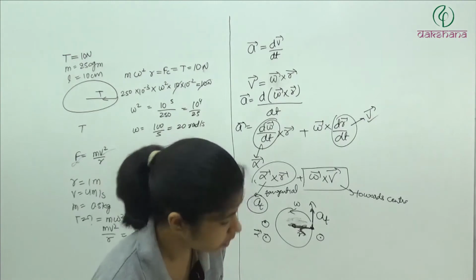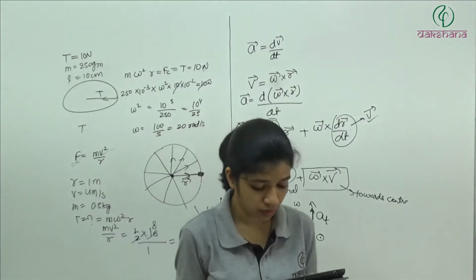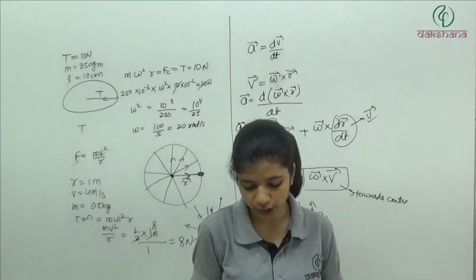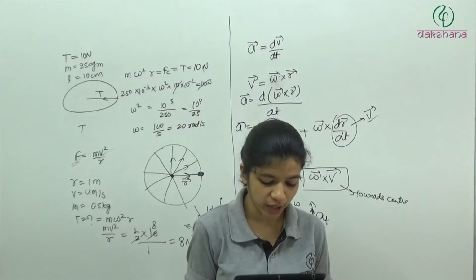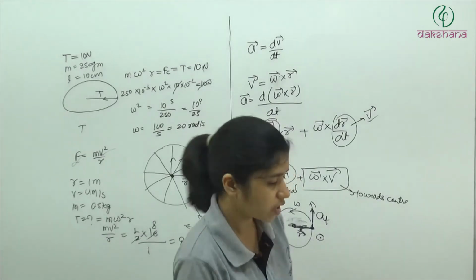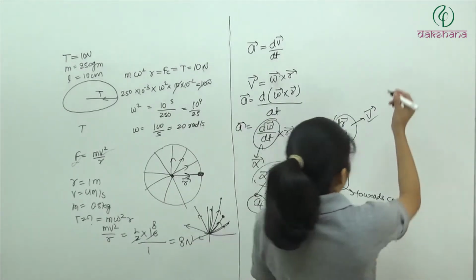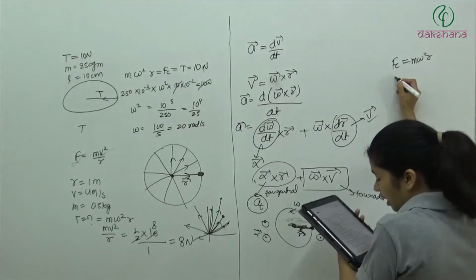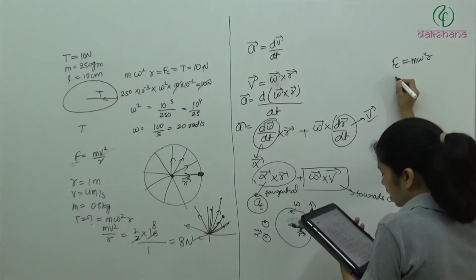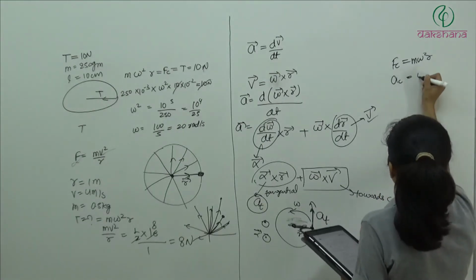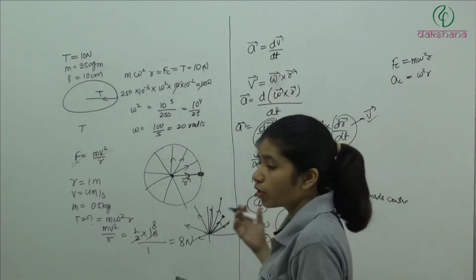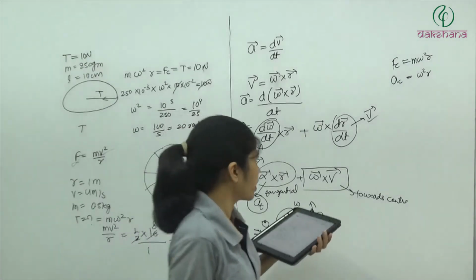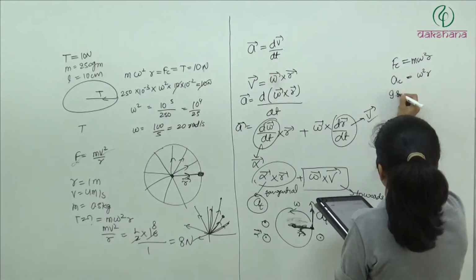Question number C5. A stone is moved around a horizontal circle with a 20 cm long string tied to it. If centripetal acceleration is 9.8 meter per second square, then its angular velocity will be? Again here we have F centripetal equal to m omega square r. Centripetal acceleration is given, so it can be written as omega square r. If they are asking angular velocity, then write omega square r. If they are asking linear velocity, then write v square by r. So a centripetal is 9.8.